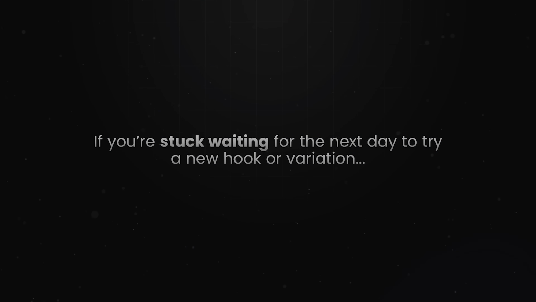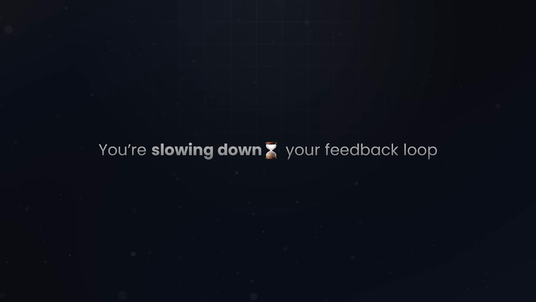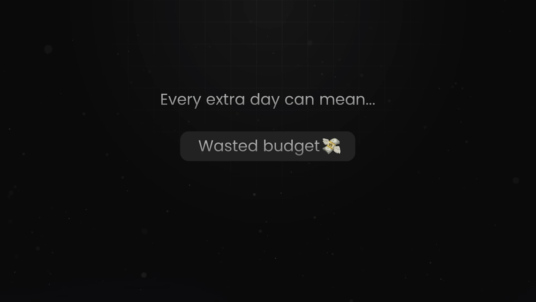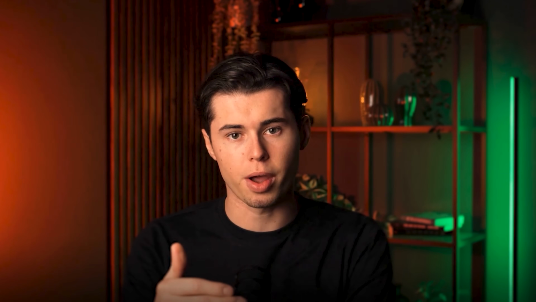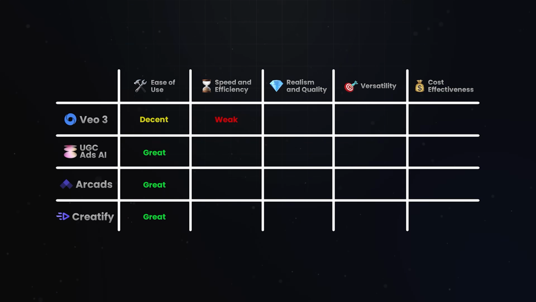If you're stuck waiting for the next day to try a new hook or variation, you're slowing down your feedback loop, and every extra day can mean wasted budget and missed opportunities to scale what works. If you hit your cap and don't want to upgrade, you'll simply have to wait until the next day to keep going. Overall, I'd place UGC Ads AI somewhere between decent and great for speed and efficiency.